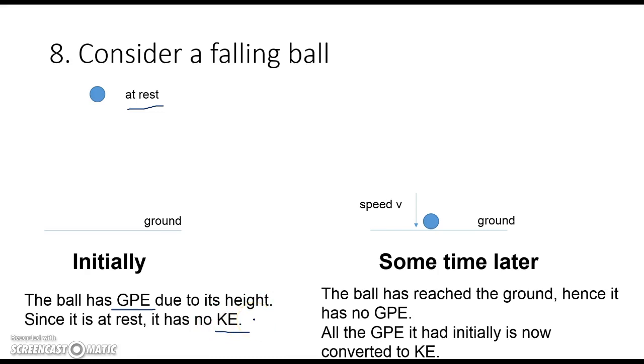Sometime later, you will release the ball and the ball will fall to the ground, and all of you will know that the ball will get faster and faster and finally hit the ground with a speed v. Now since it has reached the ground, it has no gravitational potential energy anymore. All the gravitational potential energy that it had is now converted to kinetic energy.